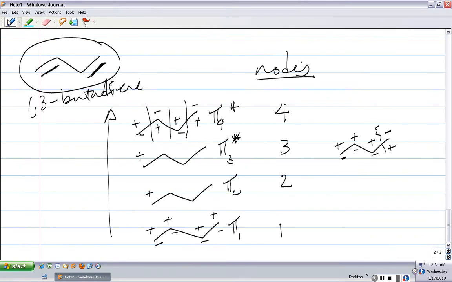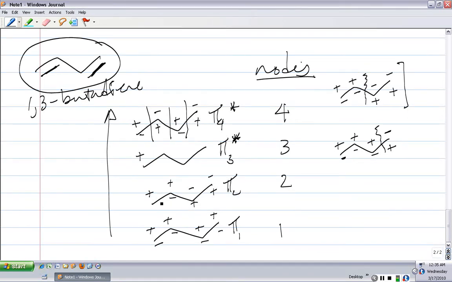There is another option. And the other option is I can have plus, plus, minus, minus. And if I do that, this will be plus, plus, minus, minus. So I'll have my one node in the molecular plane followed by a second node here. Which of those is superior? And the answer is, it turns out this is the more stable version of pi 2. It is the one that we believe occurs in practice.